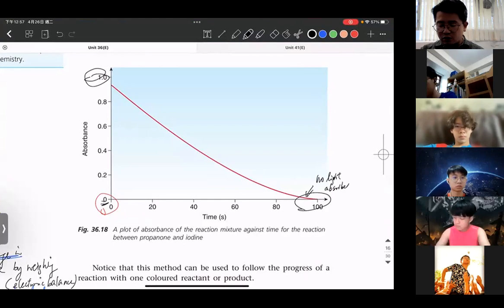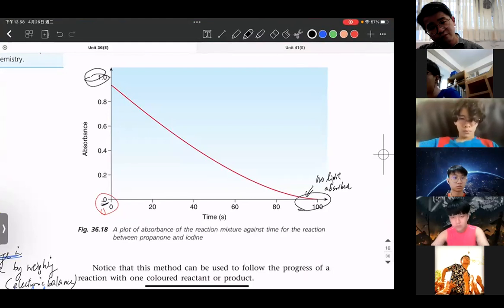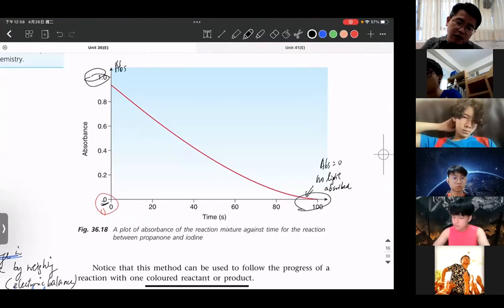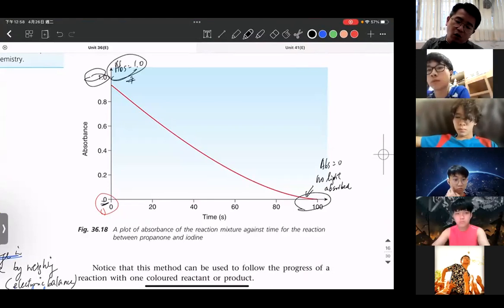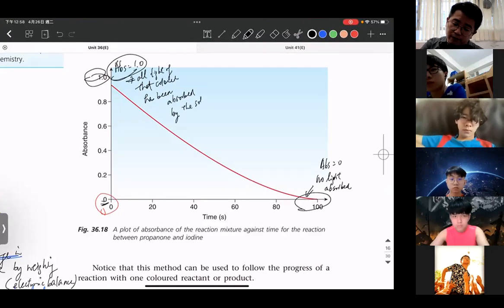What is the hidden message? That color filter, or including the solution, would not absorb that light, its absorbance being zero. But if absorbance is nearly 1.0, it means that all light of that color has been absorbed by the solution. What is the hidden message? The colored solution is of high concentration.